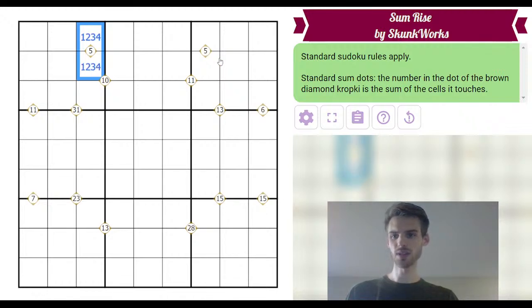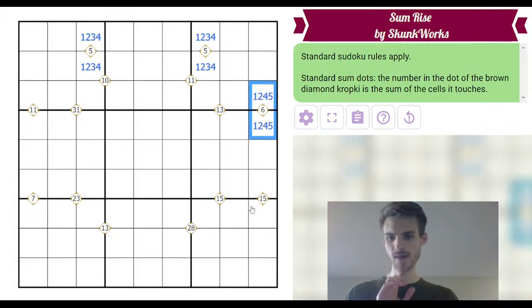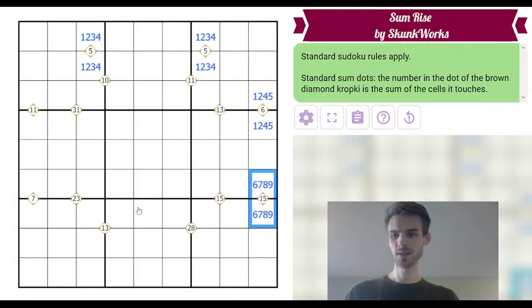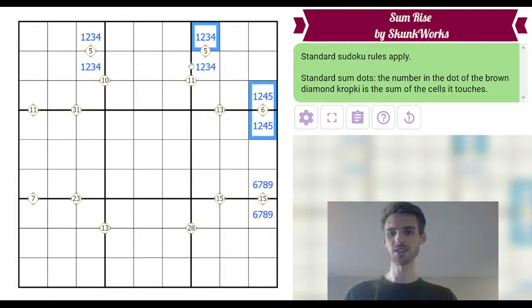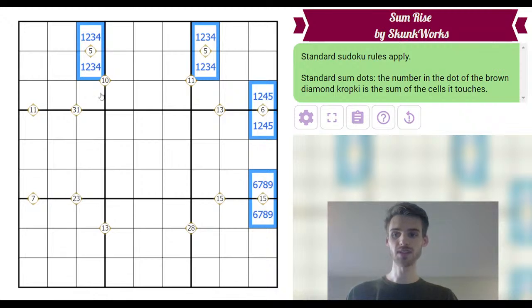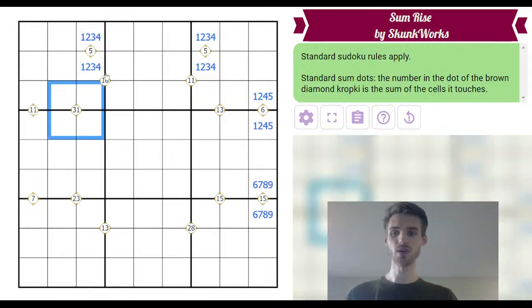So as we were saying at the beginning of the stream, there's a bit of a difference between sum dots and killer cages, but there are some things that are the same. For example, obviously, none of these can repeat, so they only have 2 options each. Repeats are allowed, so that's the other thing. Repeats are allowed, and there are overlapping cells now. So there are a few differences.